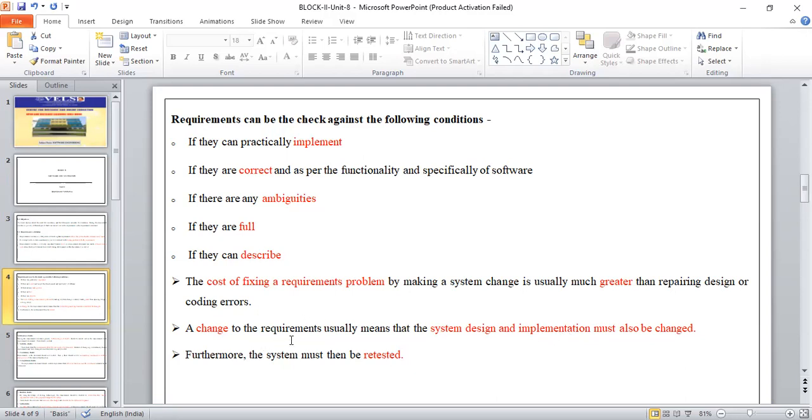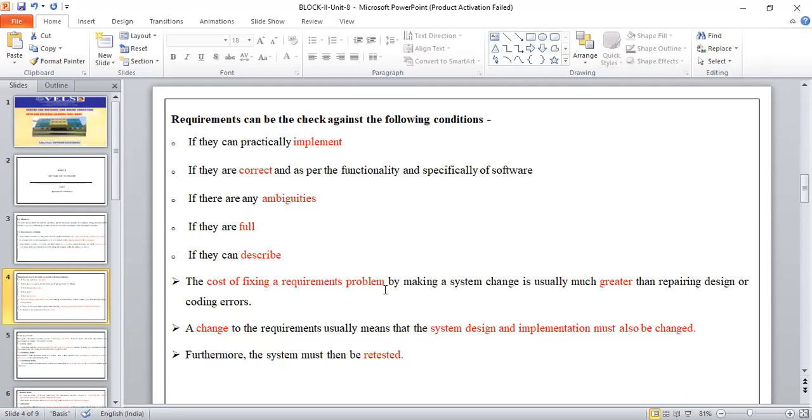A change to the requirements usually means that the system design and the implementation must also be changed. Yes, the requirement is changed due to some errors in the requirement. What happens? Not only the requirement is changed, the system design and the implementation should also be changed. Furthermore, the system must be retested as a whole. Therefore, the cost of fixing a requirement problem is higher than repairing design or coding errors. It is much higher.